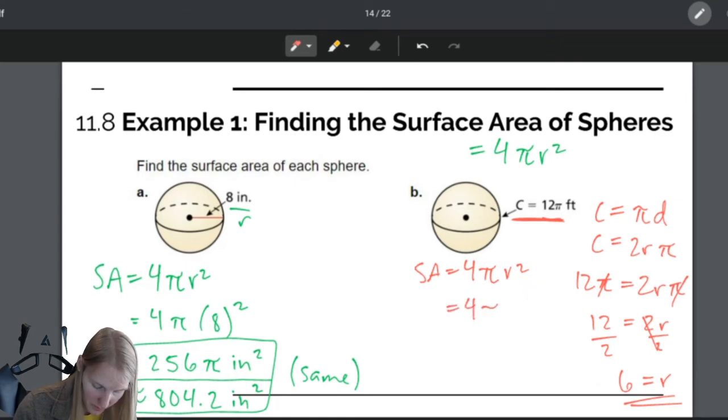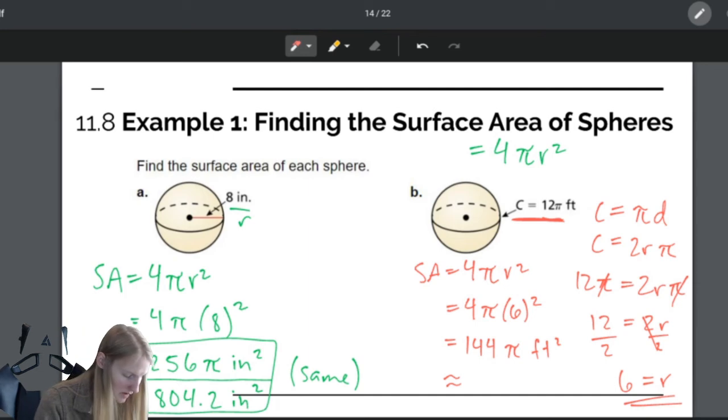4 pi times 6 squared. And let's do the exact answer. So 4 times 6 squared is 144 pi units. Feet squared, or approximately 452.4 feet squared.